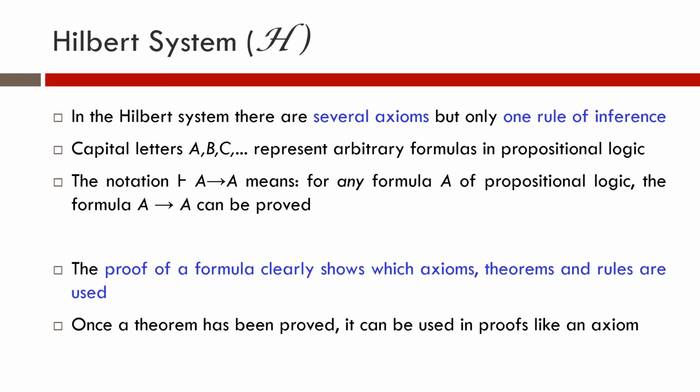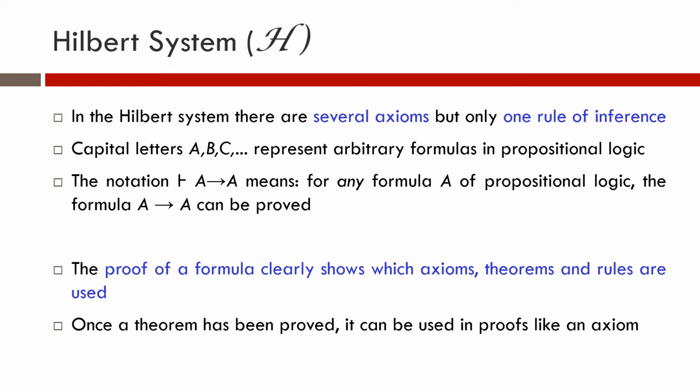Hilbert system is a deductive system in propositional logic. Hilbert system can be used to prove formulas in propositional logic. In Hilbert system, there are several axioms and it has one rule of inference. The capital letters A, B, C, etc. are used to represent arbitrary formulas in propositional logic. And this particular notation means that for any formula A of propositional logic, the formula A implies A can be proved.